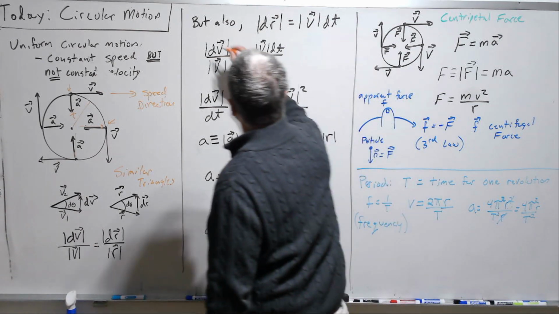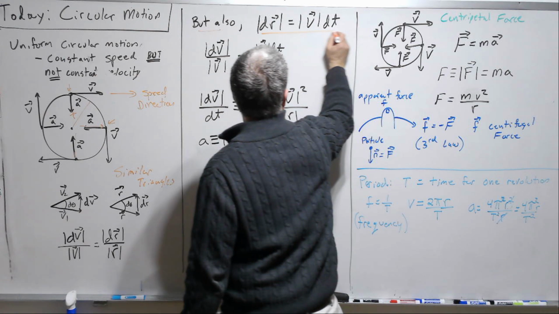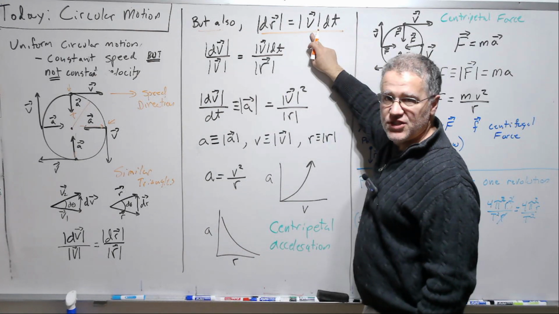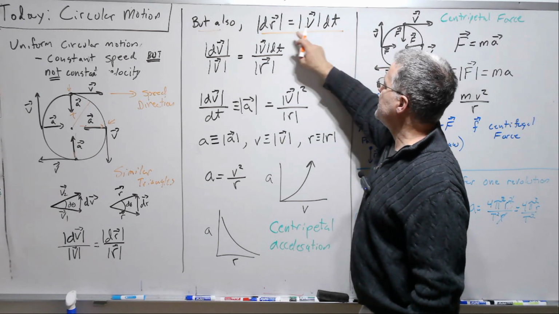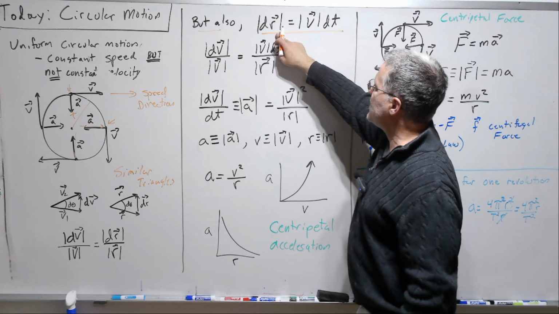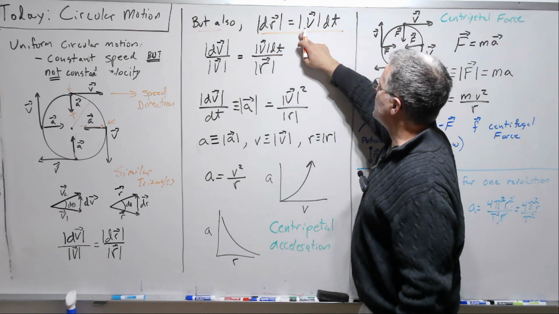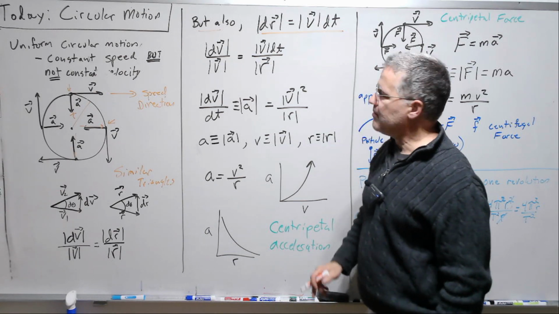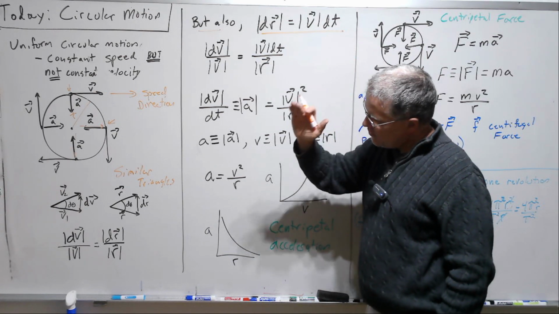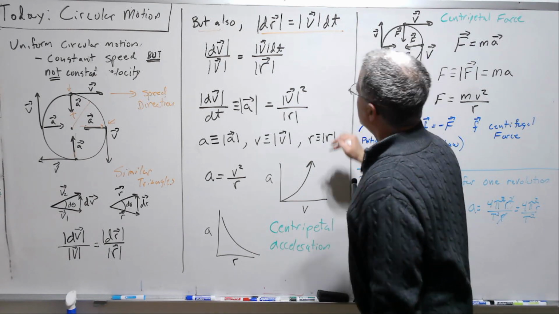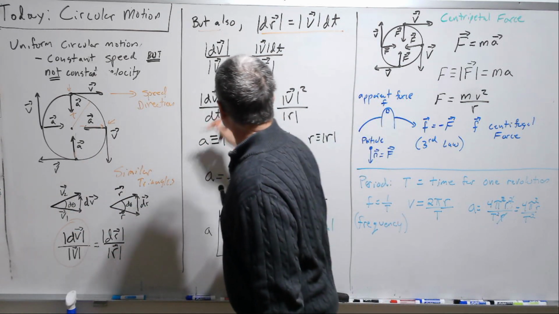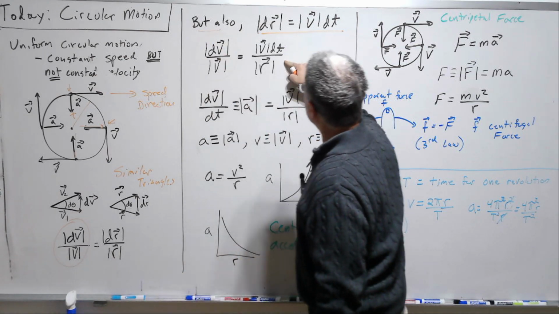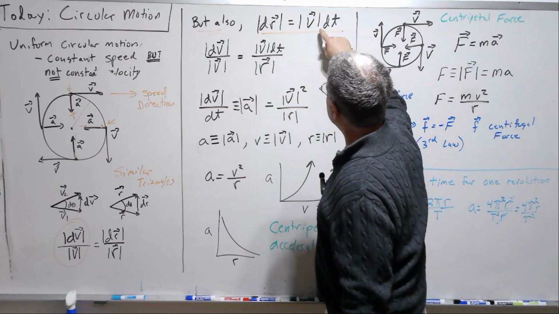But also, what is dr? dr is just the speed times dt, right? That's the small infinitesimal change in r. It will be given to us by the speed times the change in time, this infinitesimal amount of time it takes to rotate that small amount. So we can set this also equal to, rearranging here.